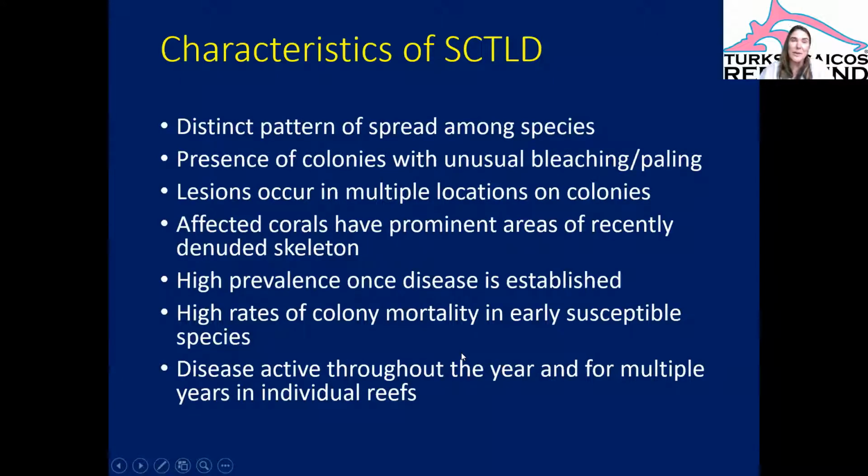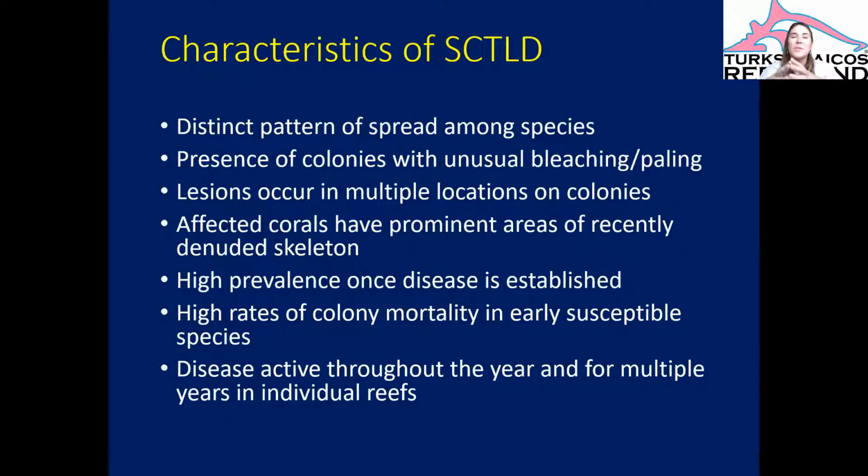So the specific characteristics of SCTLD, you're looking at a distinct pattern of spread among species. So that's one thing we can say, okay, we know that maize corals are amongst the fastest and hardest hit. Well, if you're in a place that doesn't yet have confirmed cases, you want to be paying particular attention to the maize corals, for example, and then maybe the pillar corals, and so on and so forth.